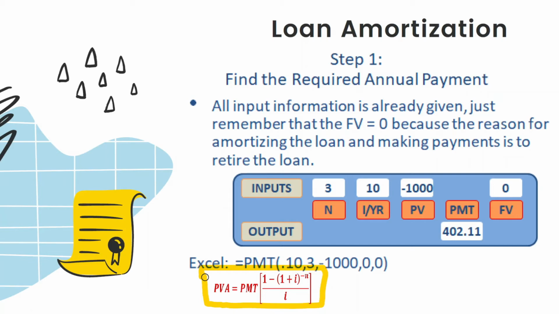That's the PVA formula. The amount of the loan is PV, present value, which is equal to $1,000. The financing cost of the loan is 10%. That's I. We expect to pay back the loan in 3 years, so N is equal to 3. The future value of the loan is equal to $0. We pay off all the loan. We calculate PMT, which is the annual payment. They are equal every year for the next 3 years.